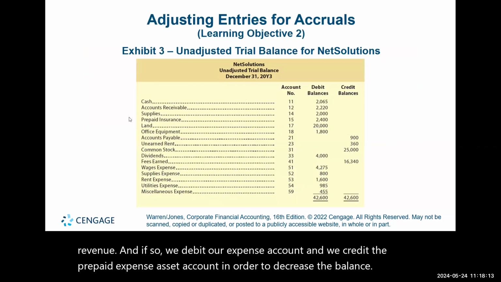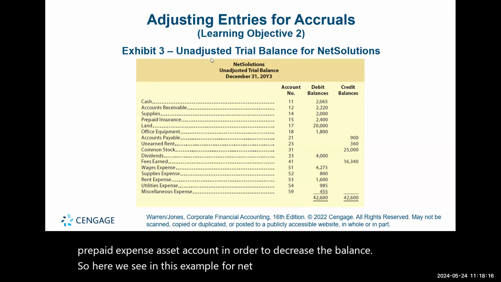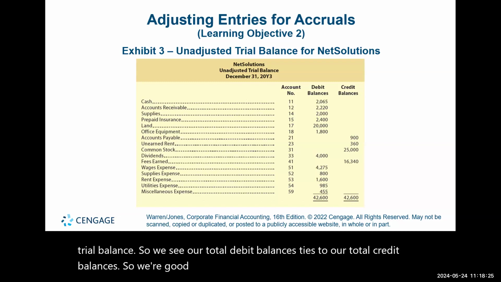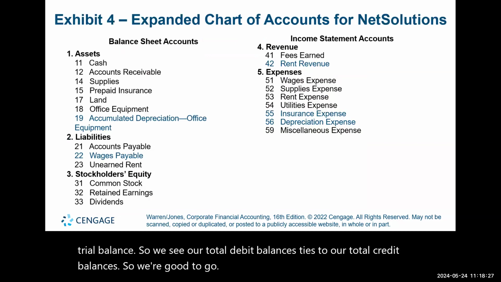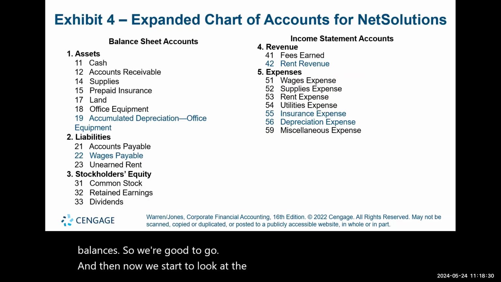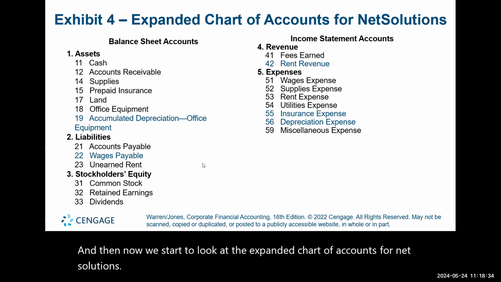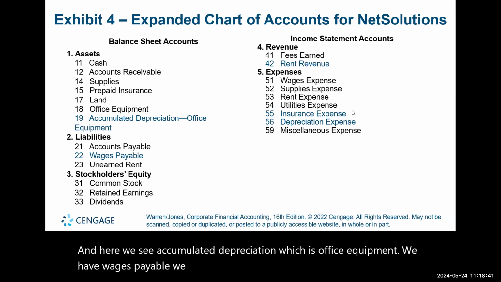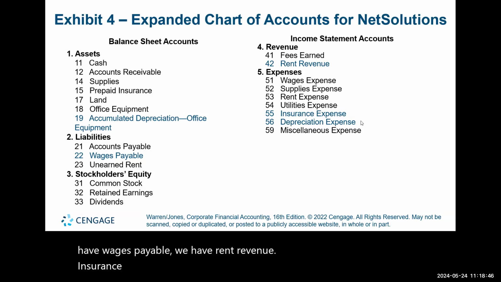So here we see in this example for Net Solutions, we have the unadjusted trial balance. So we see our total debit balances tie to our total credit balances. So we're good to go. And then now we start to look at the expanded chart of accounts for Net Solutions. And here we see accumulated depreciation, which is office equipment. We have wages payable. We have rent revenue, insurance expense, and depreciation expense.